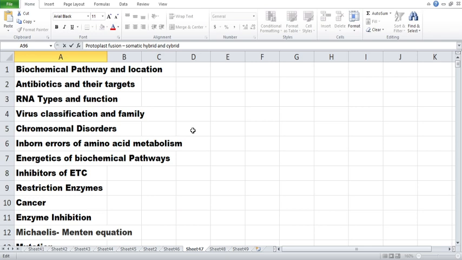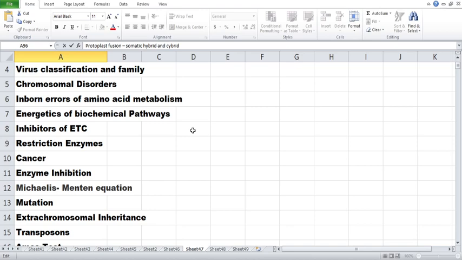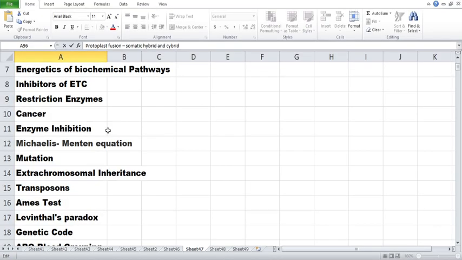Next is inborn errors of amino acid metabolism. You should know the enzyme which is lacking in that particular disorder. Next, you should study the energetics of biochemical pathways: how many ATP are produced. If you are studying glycolysis, how many ATP will be produced during the anaerobic pathway and the aerobic pathway. Like that you should study. Next, you should study the electron transport chain, and while studying it you should also study the inhibitors of the electron transport chain.